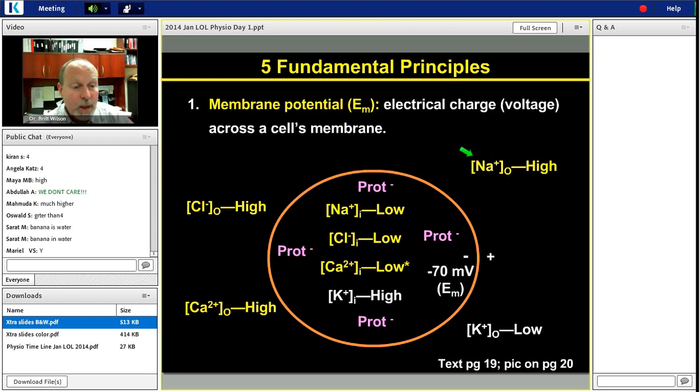Number 1 is the concept, membrane potential. This is the separation of electrical charge, measured in volts across the cell membrane. All right? Separation of charge creates a membrane potential, and the inside is negative compared to the outside. A reasonable number to work with is minus 70 millivolts. Okay, that's about normal for a nerve. This is a separation of charge. It's the potential to do work.